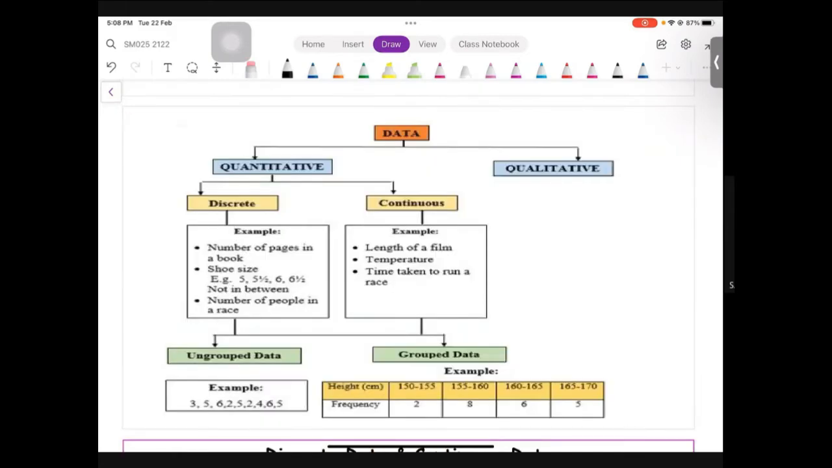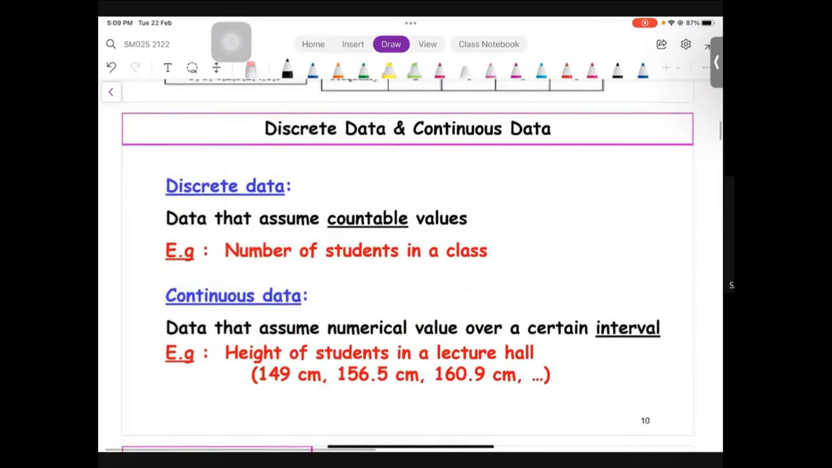Okay, we proceed to the next part. After we identify quantitative and qualitative data, quantitative data can be classified into a few parts, which are discrete data and continuous data. And then this data can be split into ungrouped data or grouped data. For discrete data, it means that the data can be countable. But for continuous data, our data is a numerical value over a certain interval.